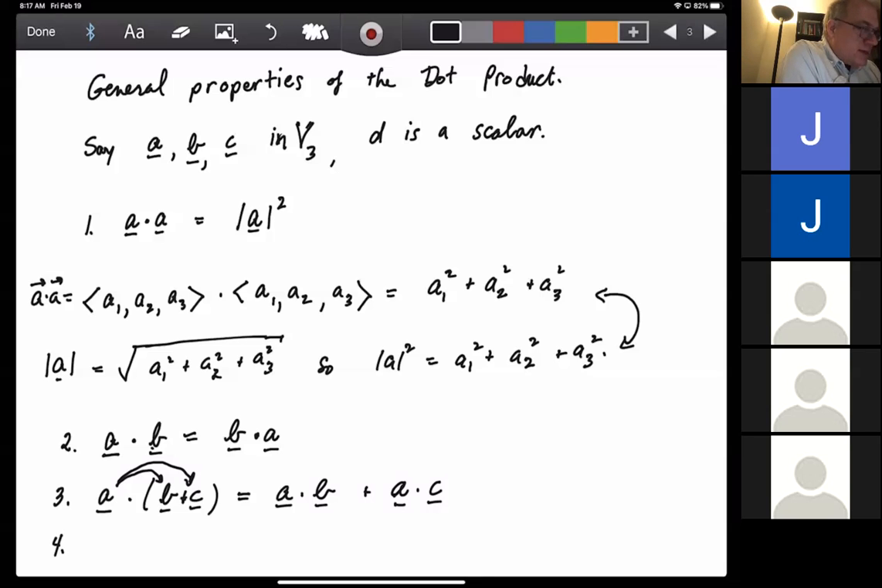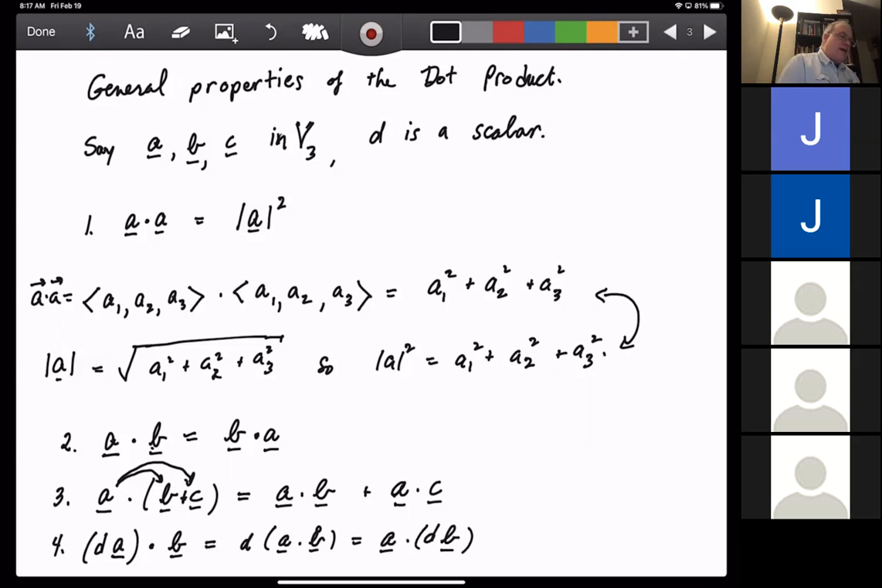The fourth property is, let's say we have a number D times our vector A. If we compute that scalar product and then dot that with a vector B, that's equivalent to the scalar D times the number I would get by dotting A with B. And that's equivalent to A dotted with my number D times the vector B. Again, just compute each of these, and it's not too hard to verify that you get the same thing in every case.